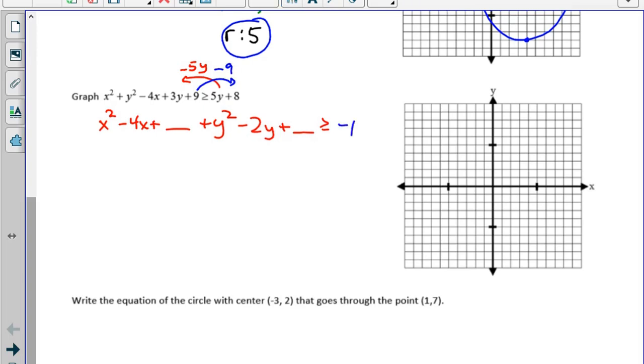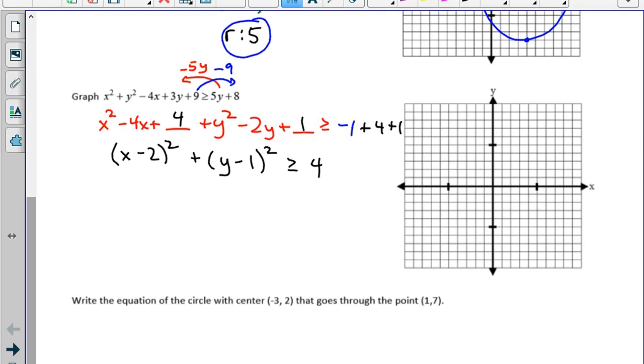So now let's complete the square. I get x minus 2 squared because -4 divided by 2 is -2. Square that, I get 4. I'm going to add that to the right as well. And then y squared minus 2y, I'm going to take the -2 and divide that by 2. So I get y minus 1 squared. -1 squared is 1. So -1 plus 4 plus 1 gives me 4.